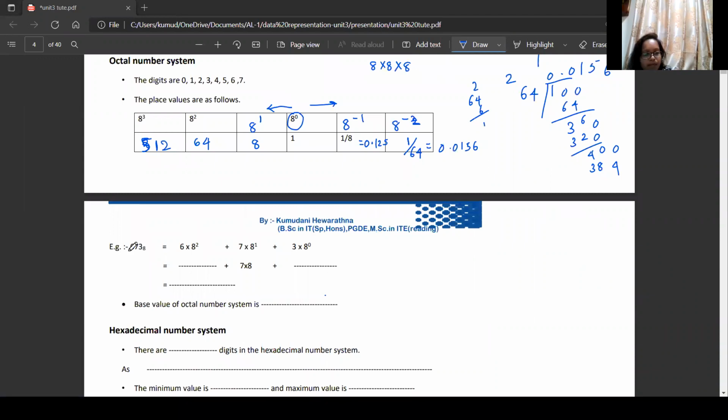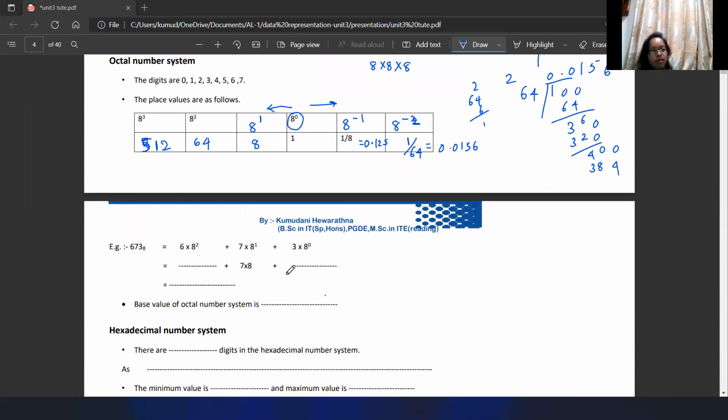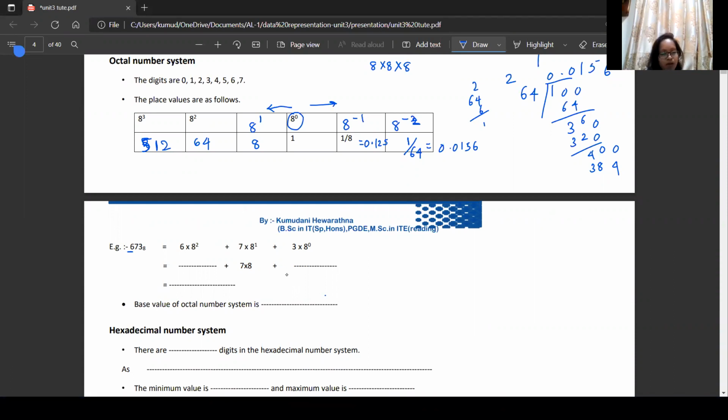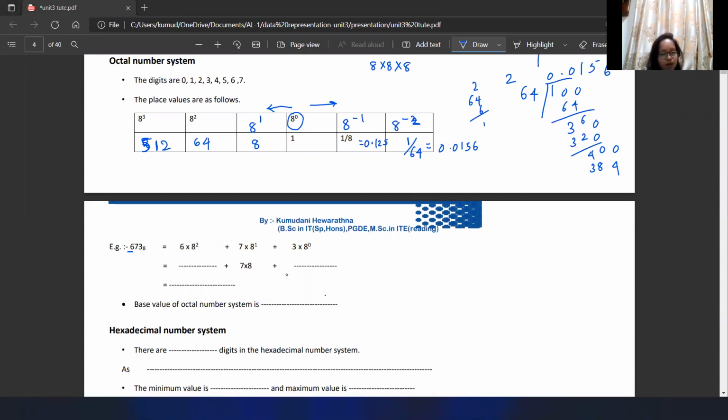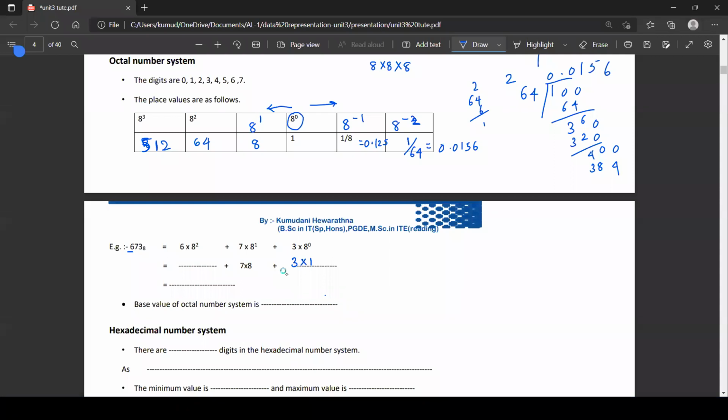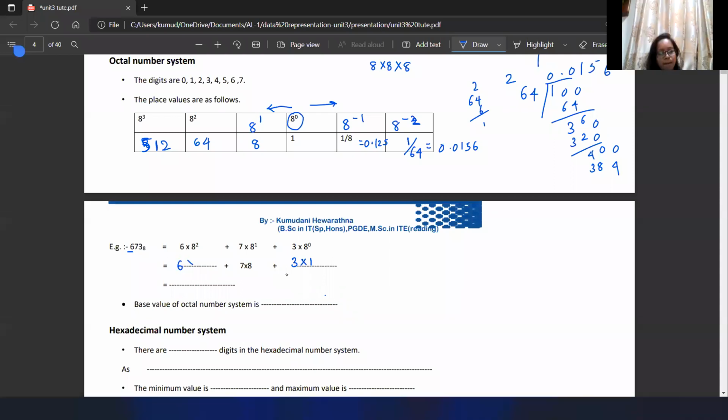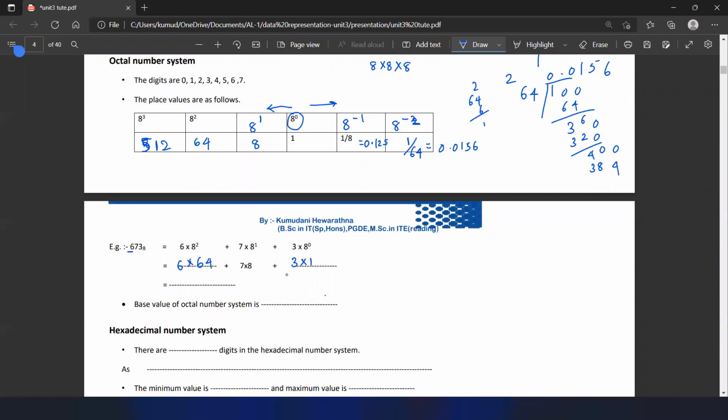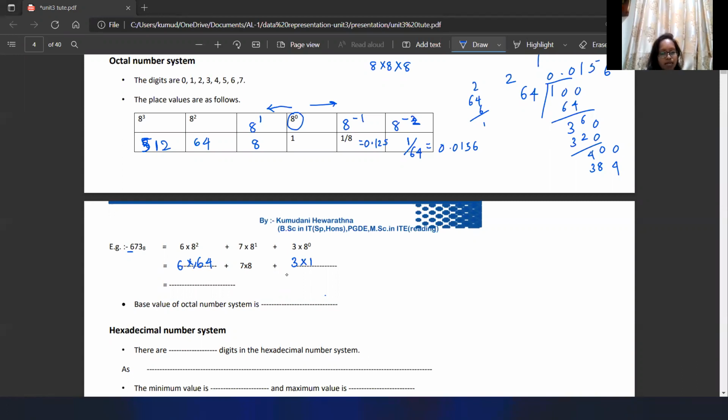Then the example given, just write down the place values. That is 7, 16, 6 into 8 to the power 2, 7 into 8 to the power 1, 3 into 8 to the power 0. Now what about here? 3 into 8 to the power 0 is how much? 1. 6 into 8 to the power 2 is 64. Just simplify and you can take the final answer as 673.